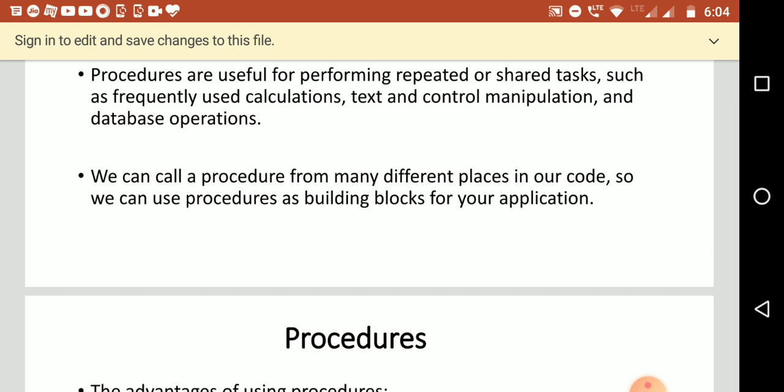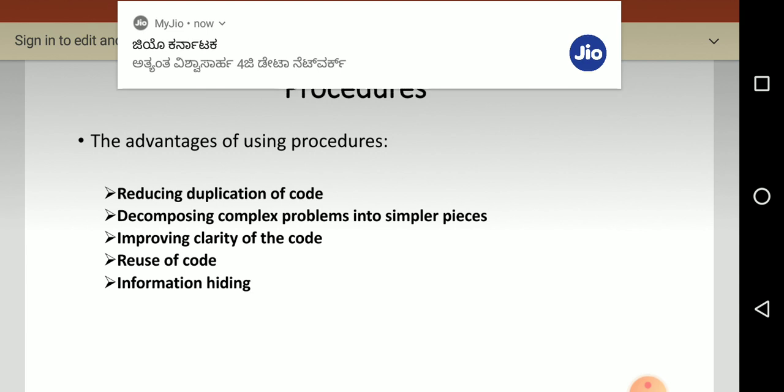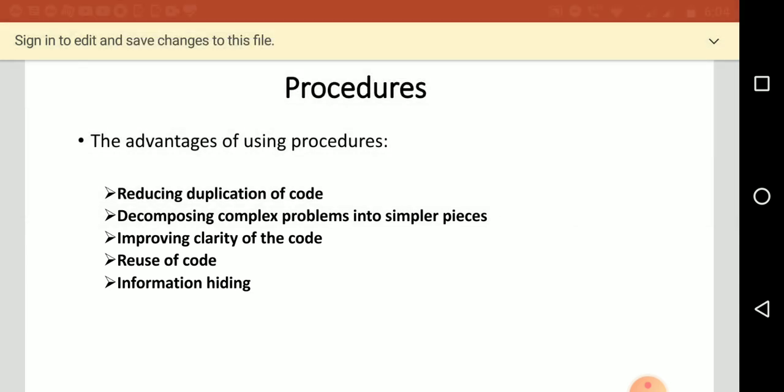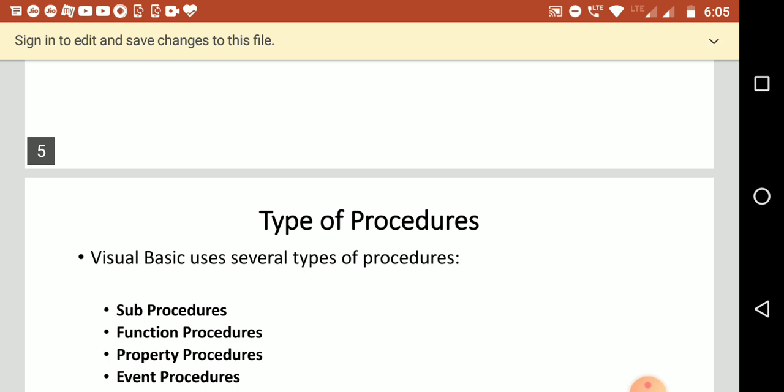So we can use procedures as building blocks of any application. The main advantages of using procedures are that it reduces the duplication of code so that it decreases the code, decomposing complex programs into smaller simpler pieces. It improves the clarity of the code. So reusing of the code will be there and information hiding will be also there. These are a few advantages of using procedures in Visual Basic programming.